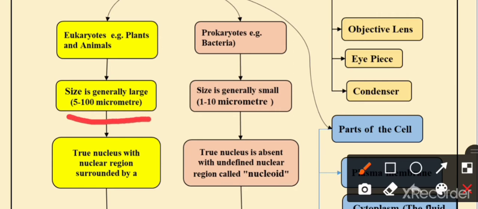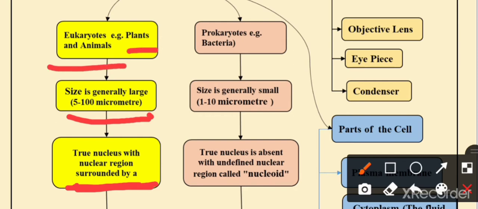In which case the size is large, from 5 to 100 micrometer, it comes under the eukaryotic cell. And in this case there is a true nucleus with a nuclear region, meaning every cell has a plasma membrane around it, and the nucleus also has a nuclear membrane around it, meaning a true nucleus is present in eukaryotic cells. The size is also large. And third, examples of eukaryotic cells are plant and animal cells.